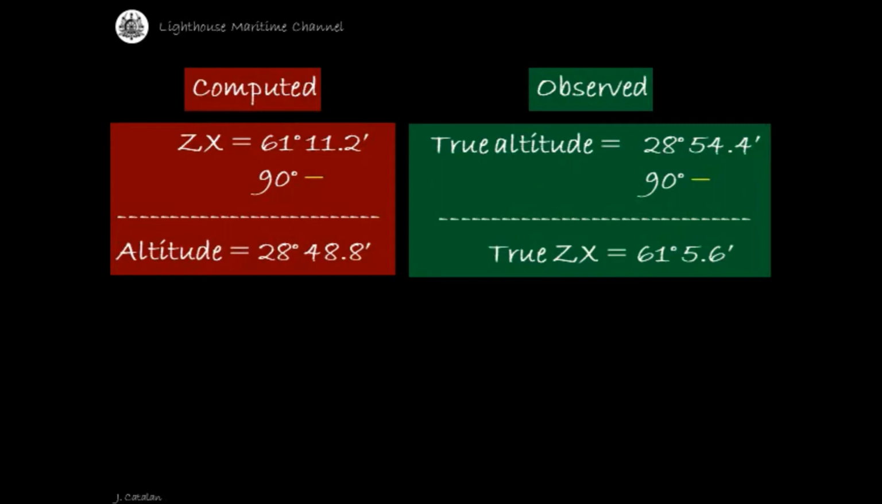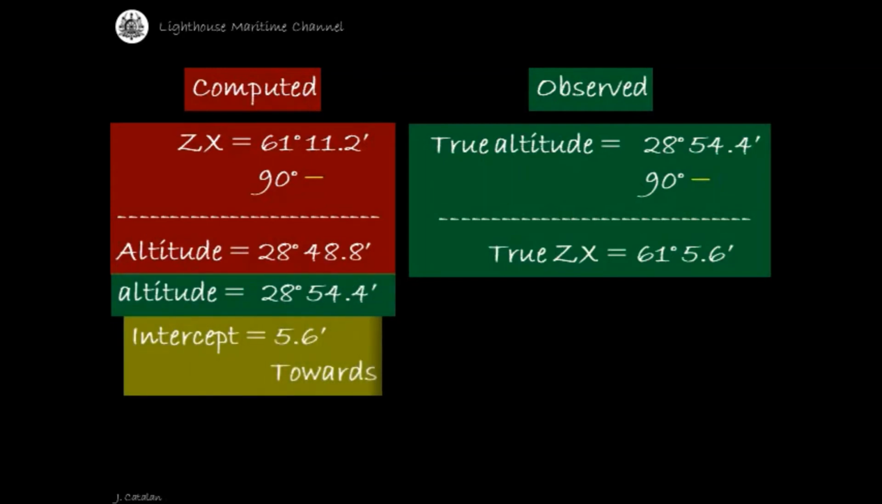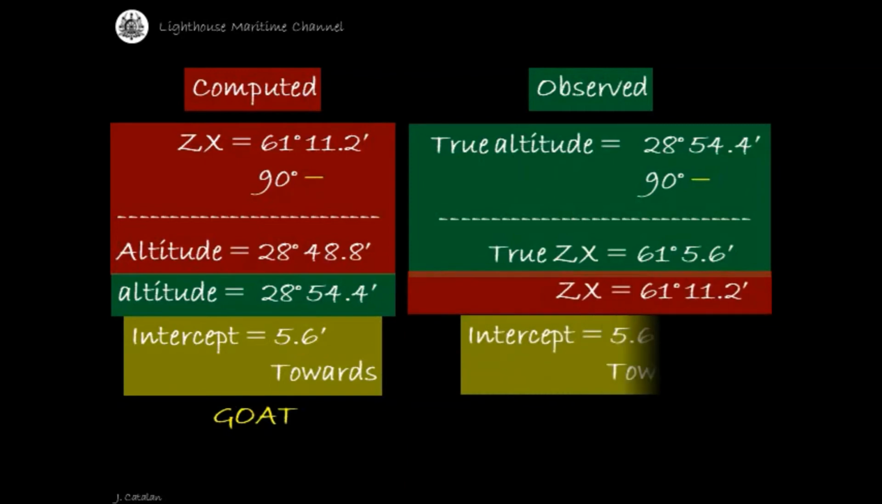The difference between the two altitudes is the intercept. In this example, the intercept is equal to 5.6 minutes, or 5.6 nautical miles, towards. Remember this: greater observed altitude, towards. The difference between the two zenith distances is the intercept. In this example, the intercept is equal to 5.6 minutes, or 5.6 nautical miles, towards. Remember this: greater computed zenith distance, towards.